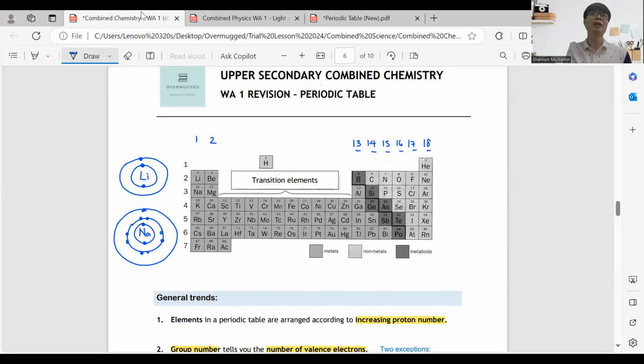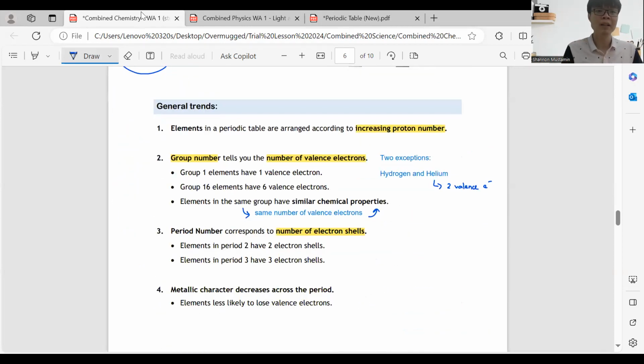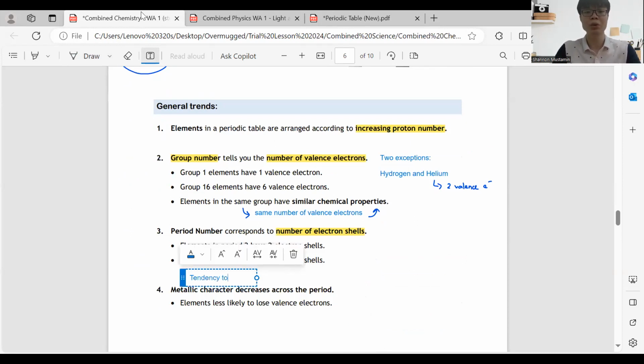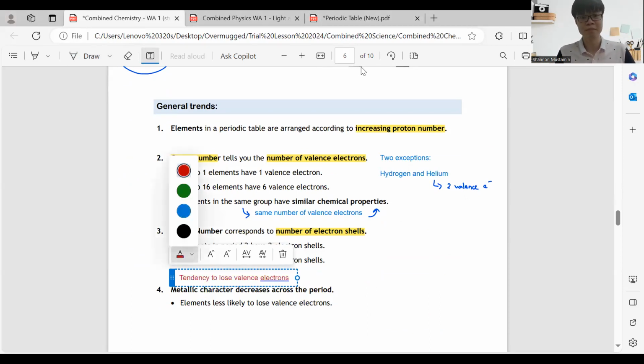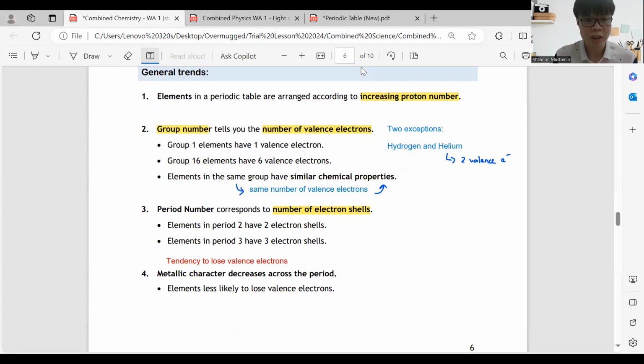Metallic character decreases across the period. As you go from left to right, you go from metals to non-metals. Okay? If you want to elaborate further, metallic character has to do with tendency to lose valence electrons. As you go from left to right, elements are less likely to lose their valence electrons. As you go from left to right, we say metallic character decreases, right? In other words, as you go from left to right of the periodic table, the tendency for the elements to lose their valence electrons actually decreases.